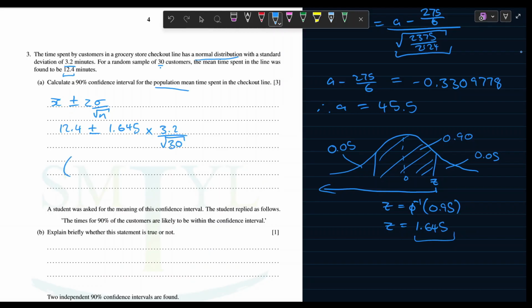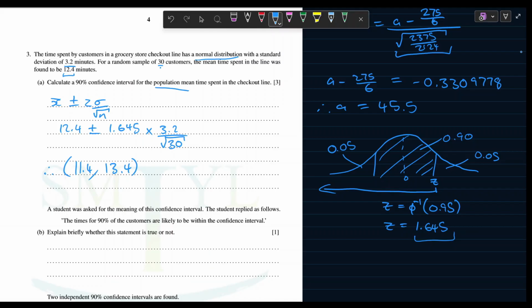Okay. And now we can just punch this into the calculator. We'll start with the lower bound of our confidence interval. So 12.4 minus 1.645 times our 3.2 over the square root of 30. And this gives us 11.4 to 3 significant figures. And so the upper bound is going to be 12.4 plus 1.645 times 3.2 over root 30. And this gives us 13.4, correct to 3 significant figures. So this is our 90% confidence interval.